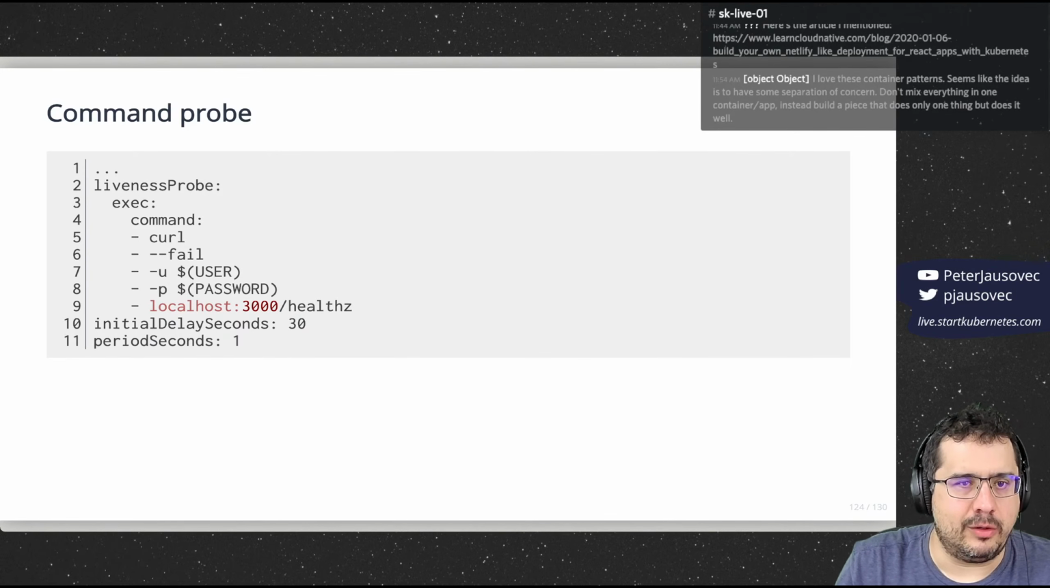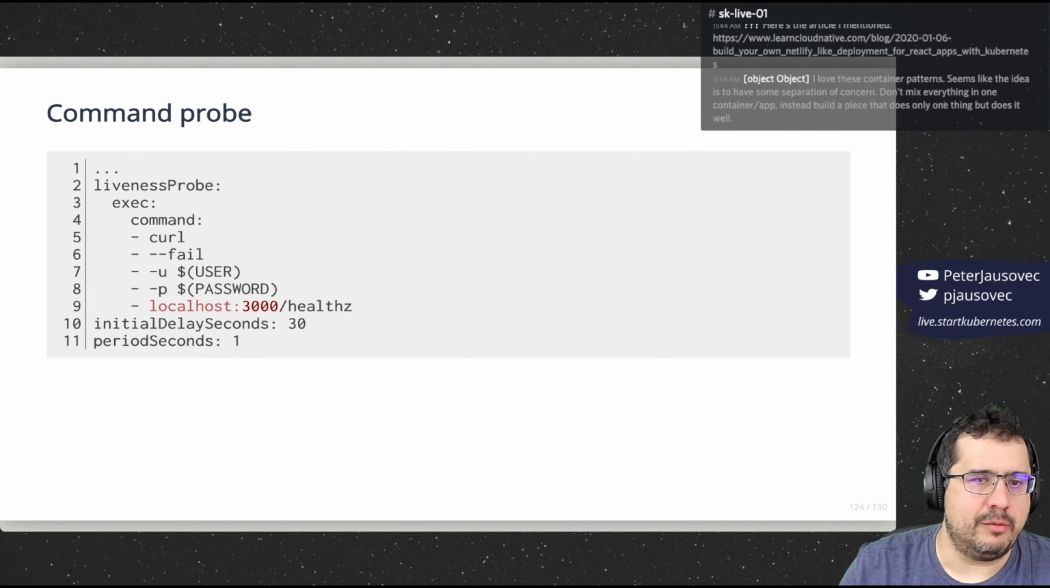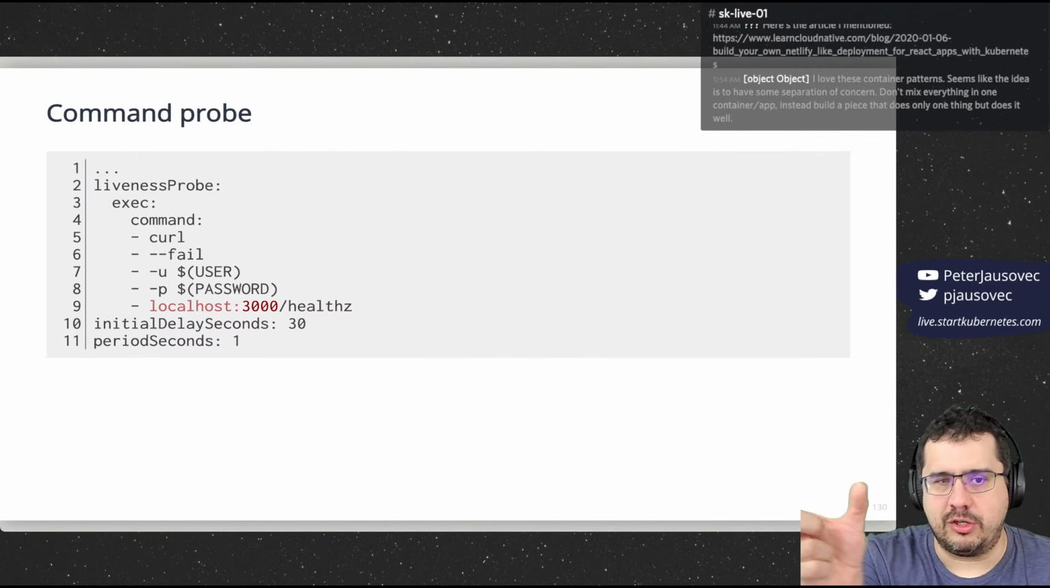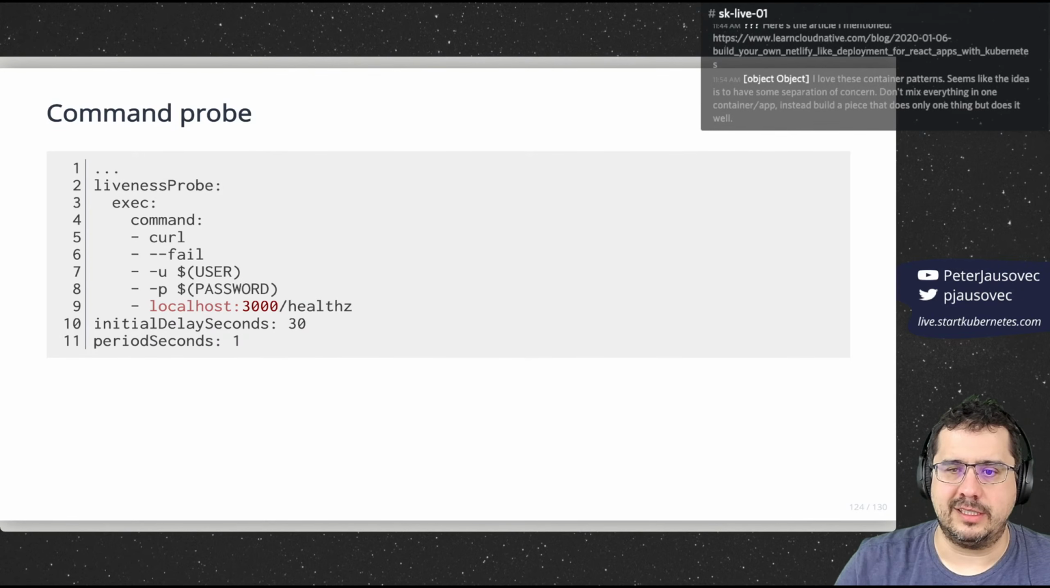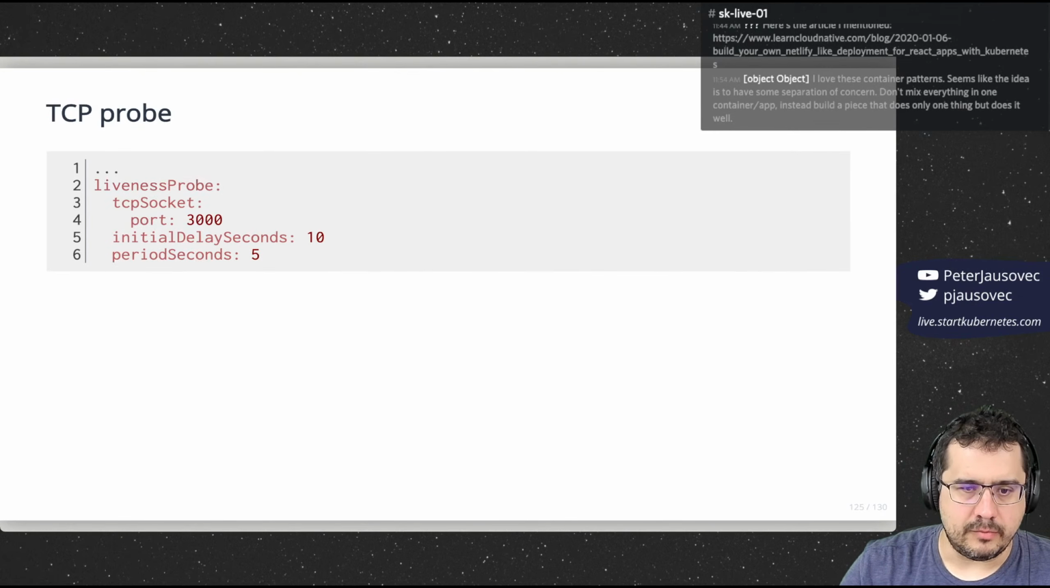So this example on the slide shows the command. We're just running curl, specifying some user, some password. You can imagine that either coming from environment variables or coming from somewhere else, and we're just calling localhost 3000/healthz.